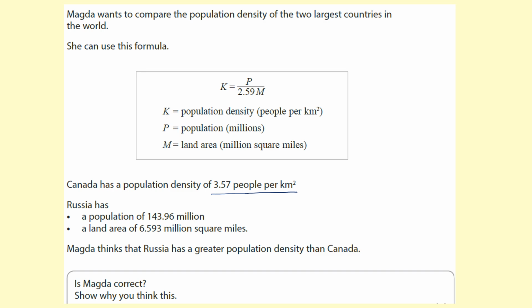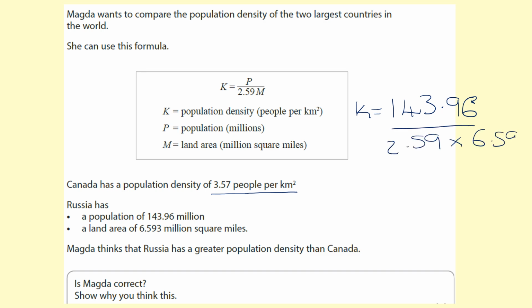Okay, let's hope we're all sitting with the right answer. We were working out Russia because we know Canada. If I substitute in my values, 1.4396 over 2.59 multiplied by my 6.593. Mark number 1 was for me rewriting that question, substituting in the values. So even if I've done nothing else on this 3-mark question, I'm at mark number 1 for simply writing it out again and putting the numbers where the letters are.